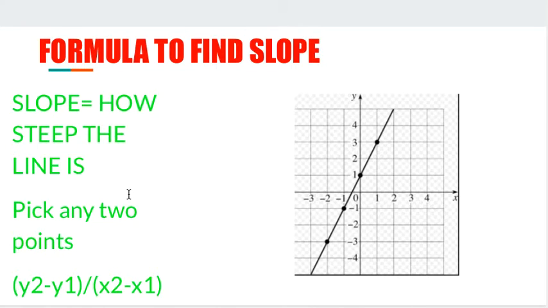So the first step when finding slope is picking 2 points. As you can see here, there are 4 points on this line that have exact numerical values that do not have decimals. So these are the easiest to pick.